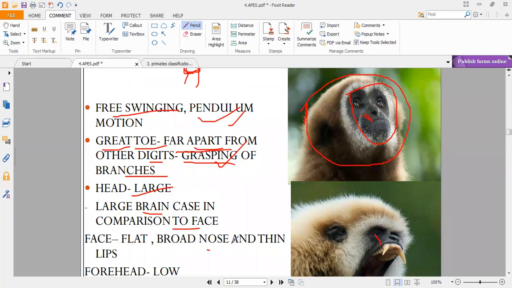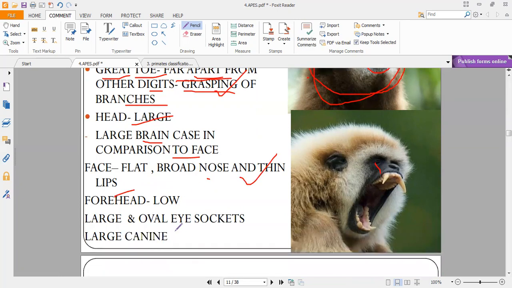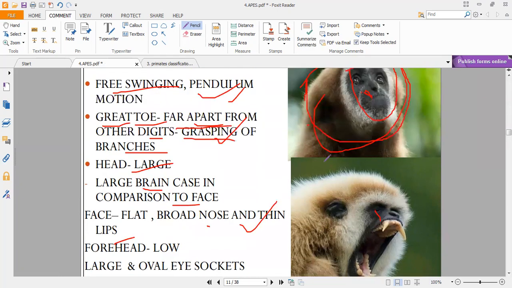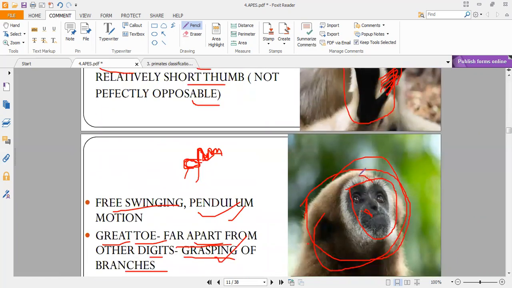They have a very broad nose compared to their face. Their nose is a little bit broad. And lips, we can find in every ape, their lips are always thin. In all the apes, we can write down this common feature, that is thin lips. Then the forehead is very low, almost absent, or if it is there, it is very low.